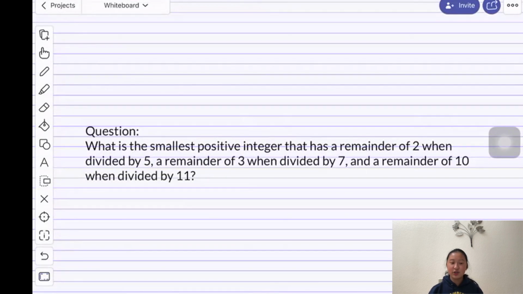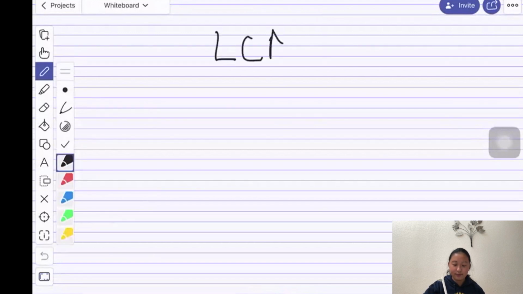However, if you don't know what the Chinese remainder theorem is, or you don't understand it, or you have a hard time remembering it, don't be frustrated. I found out a new method that's easy, simple, and intuitive. All you need to know is the LCM, which is the least common multiple, and you also need to know a little bit of modular arithmetic notation.